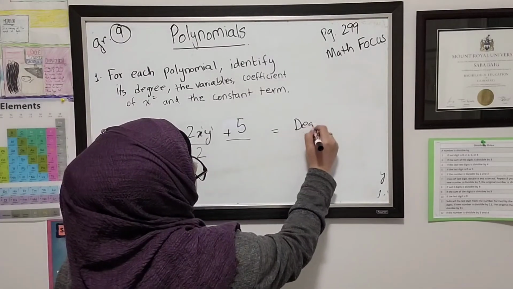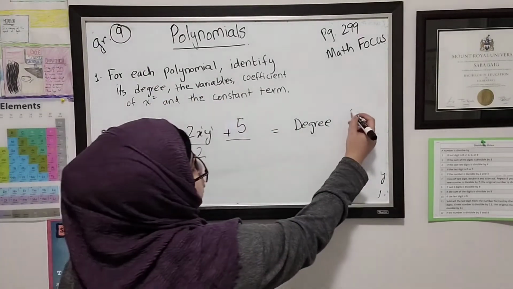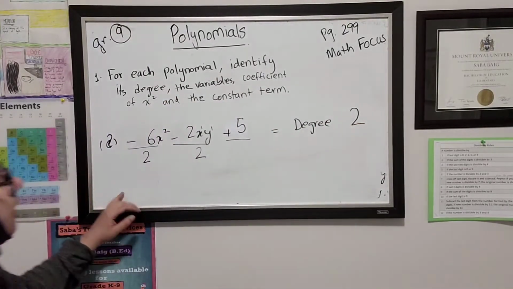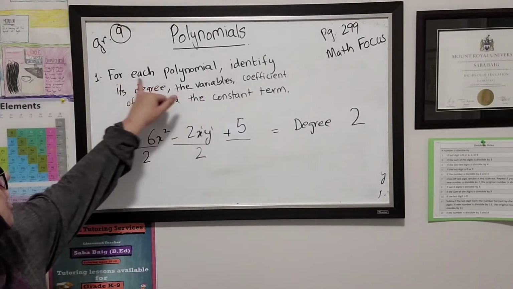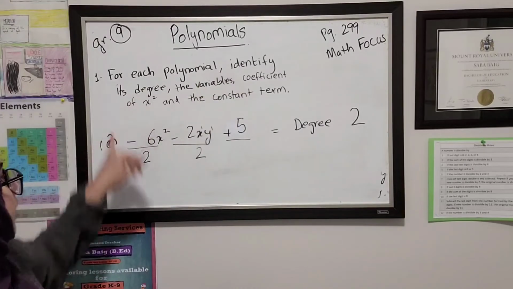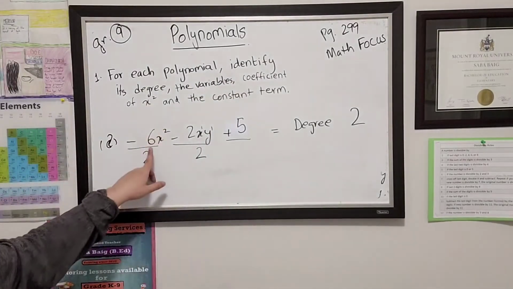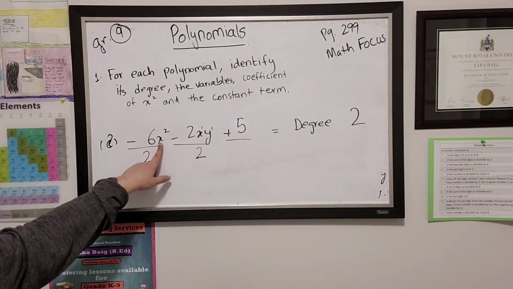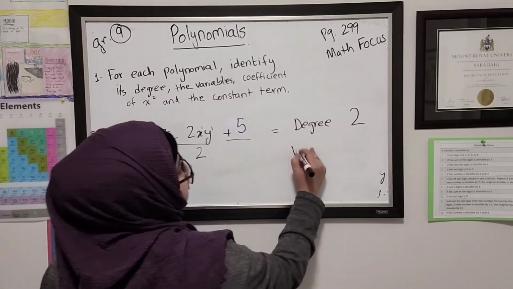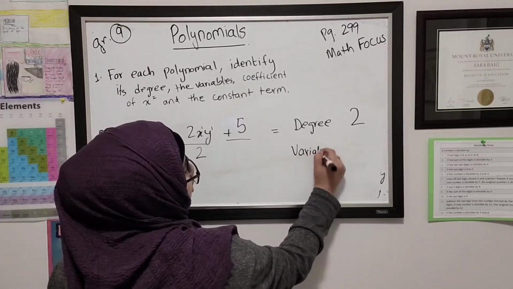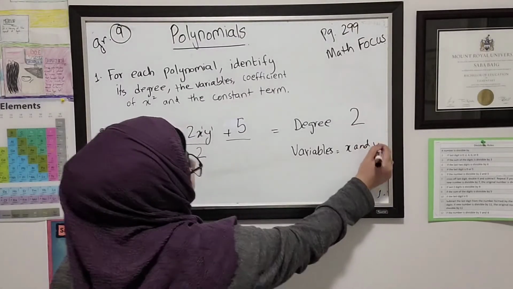So the degree of this polynomial is 2. Okay, now the variables. So for each polynomial, identify its degree. We found the degree is 2. Now, what are the variables? We can see we have x. X is repeating, so we just keep one x. So the variables of this polynomial are x and y.